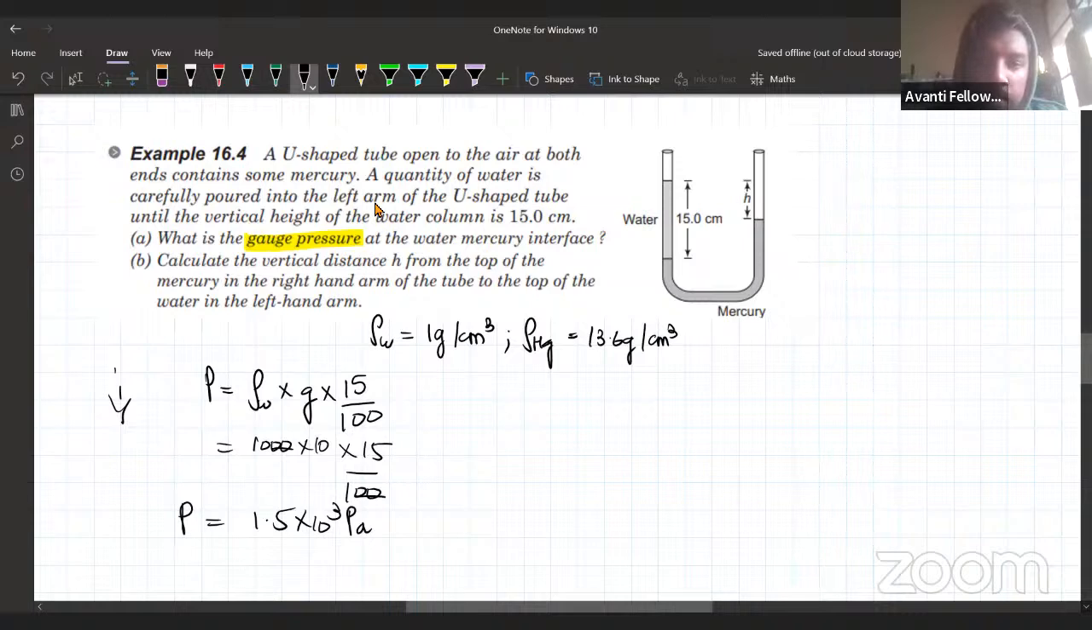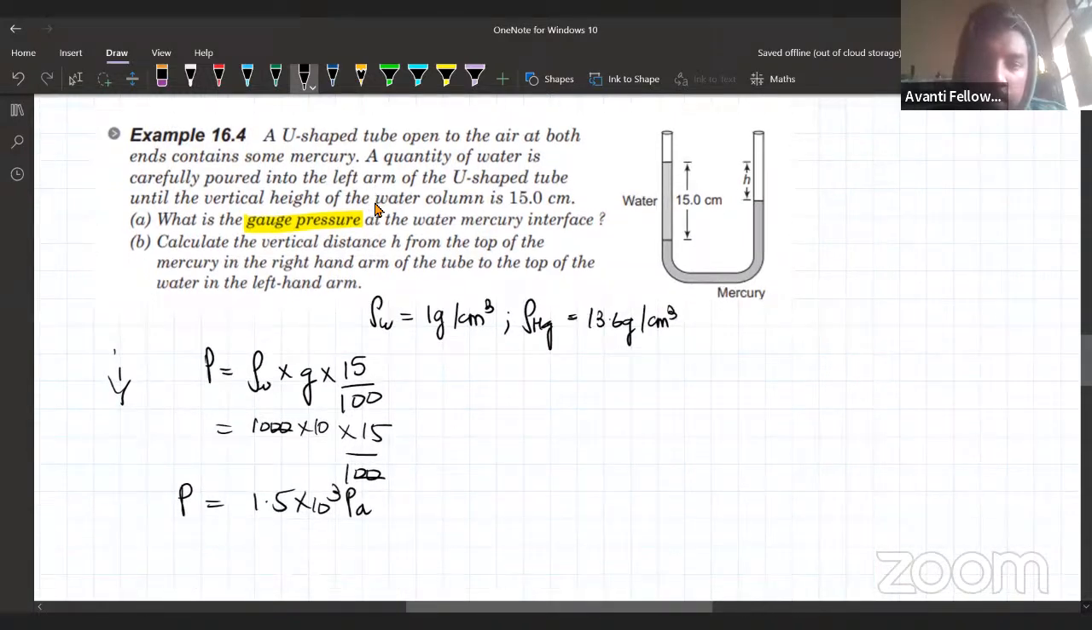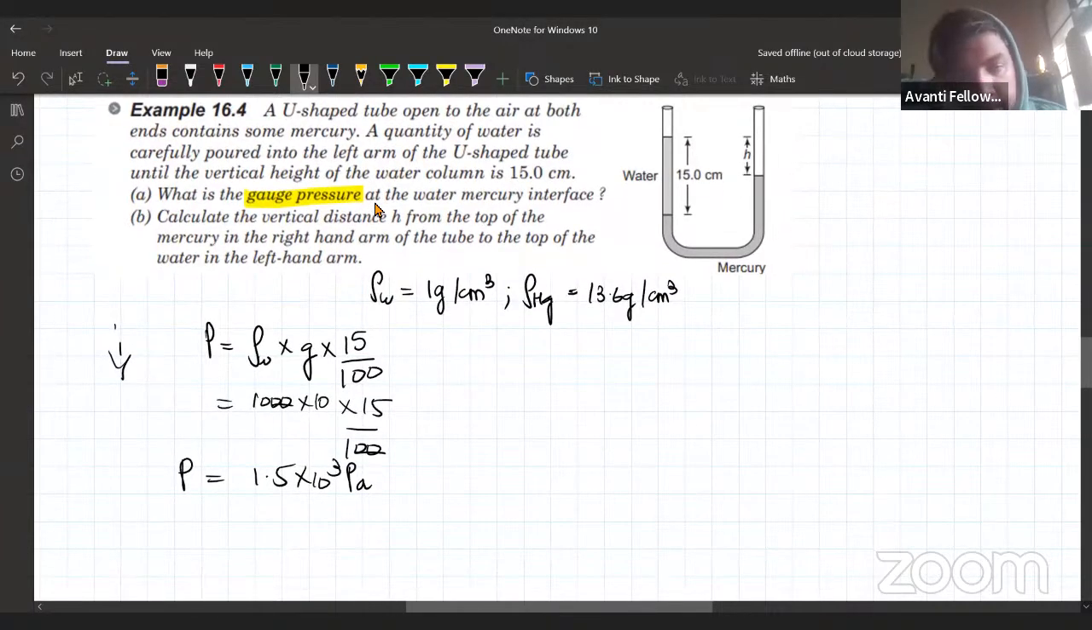Now we have to calculate the second part. Calculate the vertical distance h from the top of the mercury in the right hand arm of the tube to the top of the water in the left hand arm. Means we have to calculate this value h, right? What we have to do is take this interface at A and at B. I'll equate the pressures at A and B. The second part, I'm writing below here.